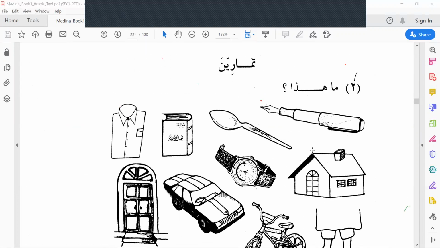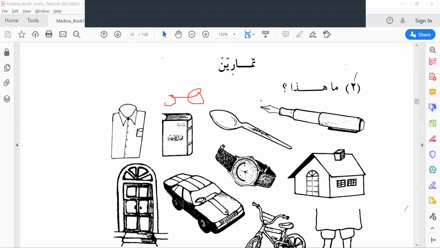Then tamarin, this one also. Ma hada, they have asked what is this. So you have to say this is a pen, this is a spoon, this is a guitar, this is a book, this is a shirt. But when you are pointing to a feminine word, you have to use hadihi. When you're pointing to a masculine word, you have to use hada. That is the exercise. They are going to check whether you can identify where to use hada, where to use hadihi.